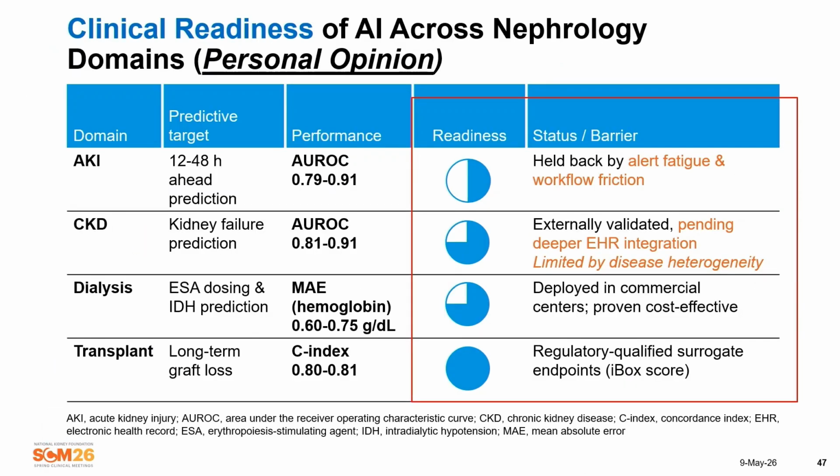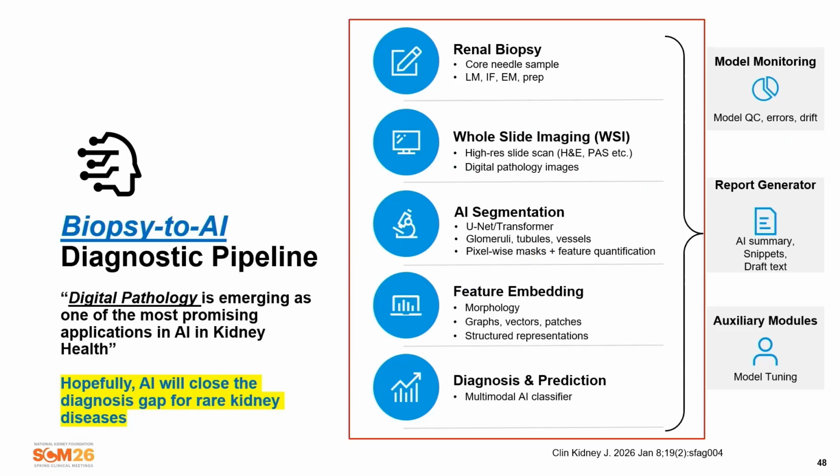So this is a summary of the machine learning models in kidney care that we have, and my personal opinion about readiness of use and what to do as a next step as clinician and researcher. Biopsy as well, digital pathology is emerging, and there are different techniques that help identify lesions more precisely in the kidney biopsy. So hopefully AI will help us close the gap for rare kidney disease very soon.